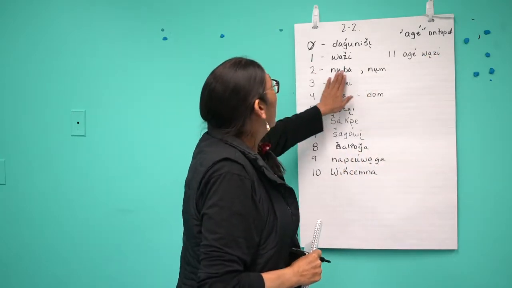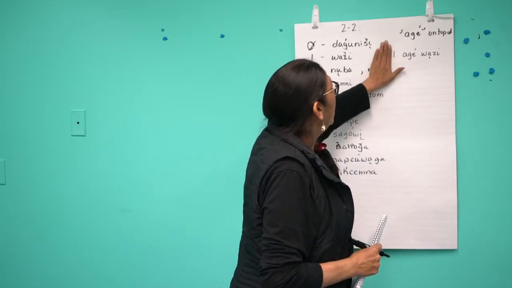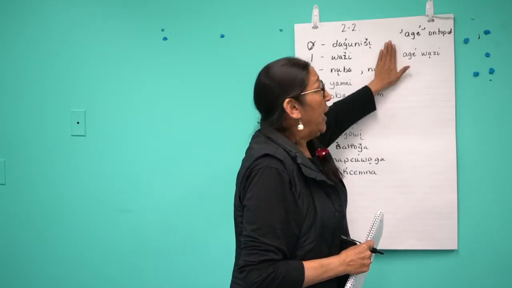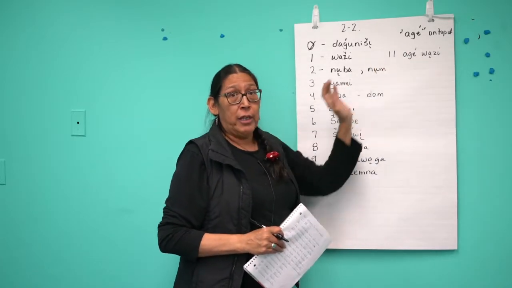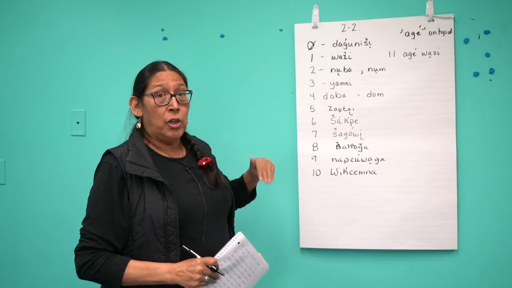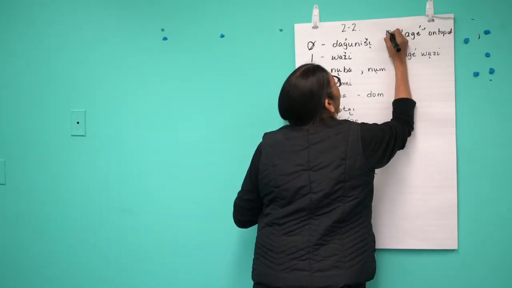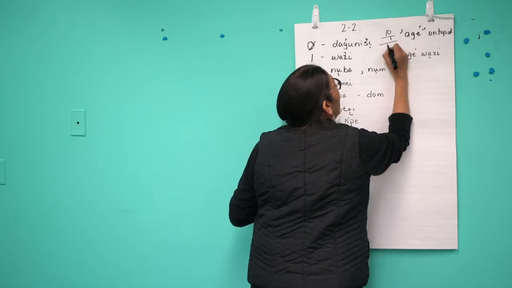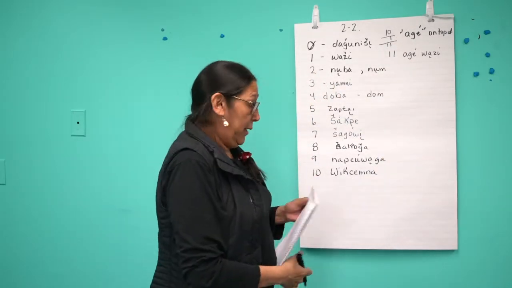We're already counting the 10, but we're saying 10, on top of 10 we're going to add one more. So that makes it 11. Age waji. 10 plus 1. 10 on top of 1. So you would go 10 on top of 1, and then it would give you 11. I think I'm explaining it?